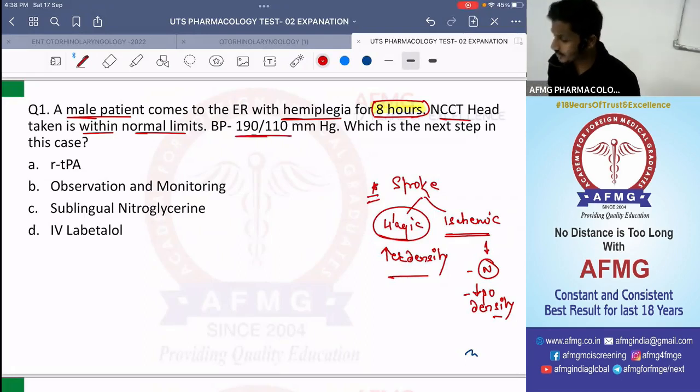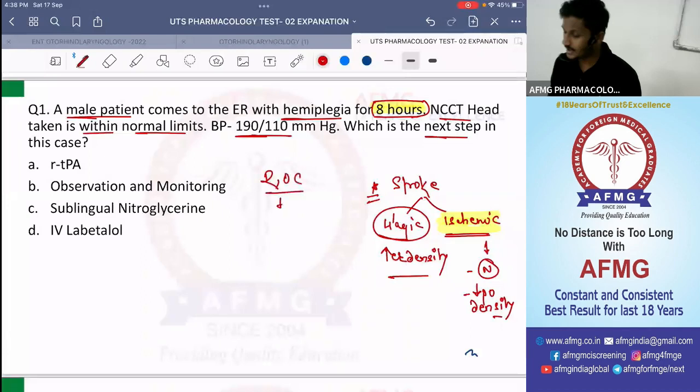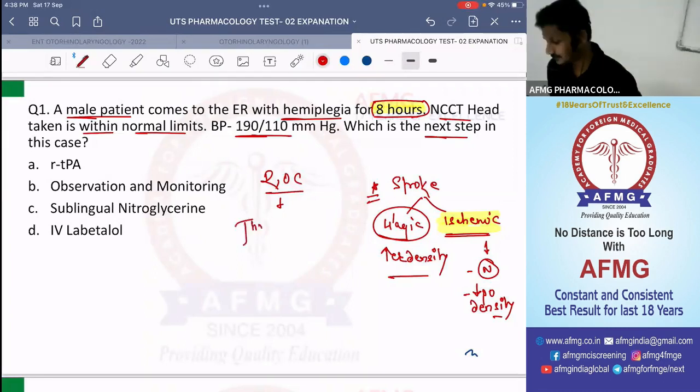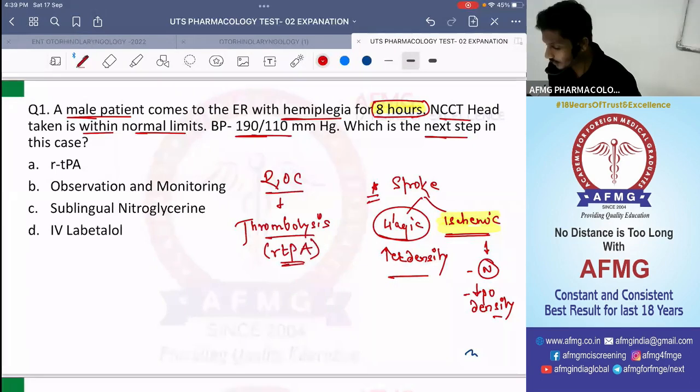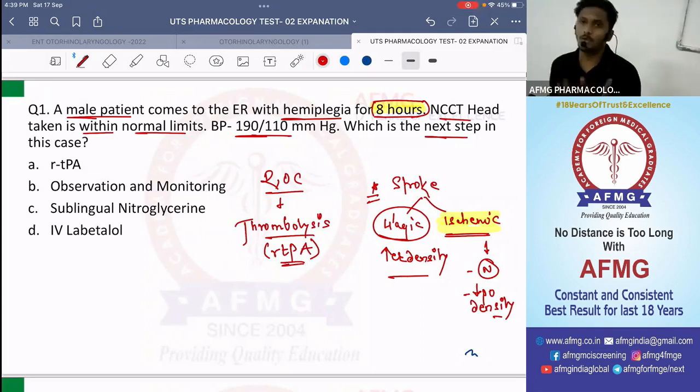The blood pressure of this patient is 190 by 110 millimeters of Hg, which is the next step in this case. So if it is an ischemic stroke that we have come to a diagnosis, then what should be done for ischemic stroke? The usual treatment option for ischemic stroke is, without the time, just tell me the treatment of choice for ischemic stroke. So the treatment of choice for ischemic stroke should be thrombolysis, and thrombolysis is done with recombinant tissue plasminogen activators. And which are these recombinant tissue plasminogen activators? Drugs like alteplase, reteplase, tenecteplase, or streptokinase.